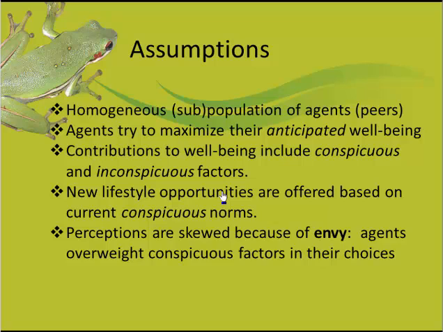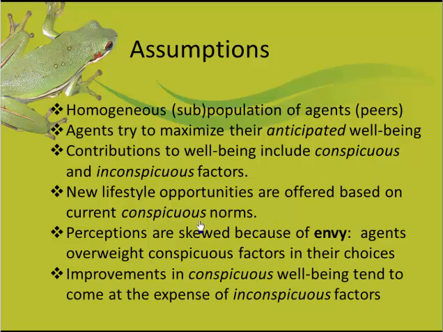Now, agents' perceptions of their well-being are skewed because of envy. Agents overweight conspicuous factors in their choices. They care about what other people think about them, on the one hand, and also they think that others may be happier because they look at what others have, and they use that as a benchmark for their decisions and their judgments for personal well-being. Okay, so that's another aspect of the model that seems to be reflective of real conditions in real life.